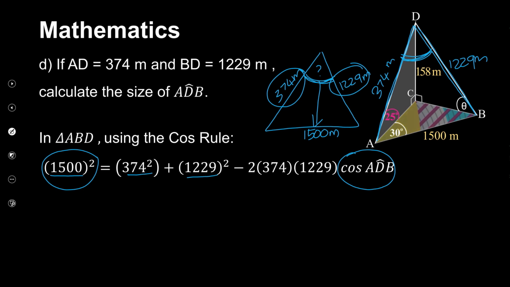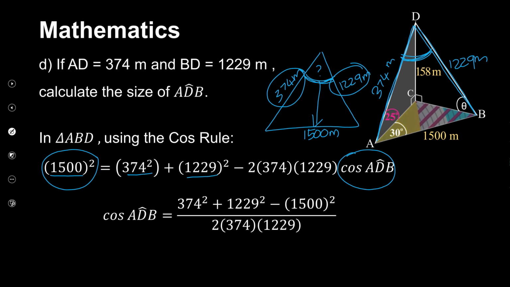Remember, when we're rearranging this, we've done this lots of times before. Okay, so cos ADB will simply be 374 squared plus 1,229 squared minus 1,500 squared, divided by 2 times 374 times 1,229. Again, because we're finding cos, we'll have to put this into our calculator using the shift cos.